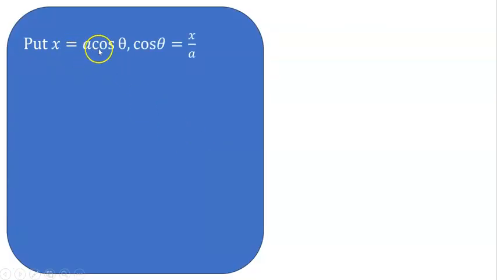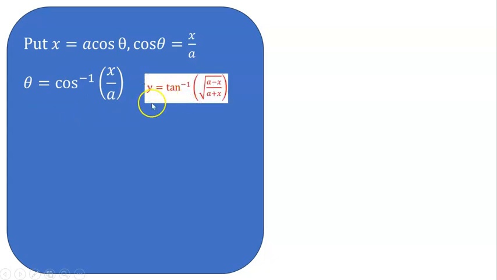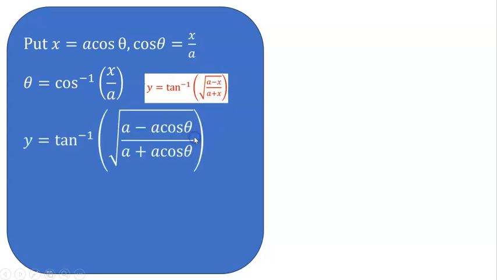Put x equals a cos theta, therefore cos theta equals x upon a. Therefore theta equals cos inverse of x upon a. Here we have the term y equals tan inverse of root of (a minus x) upon (a plus x).